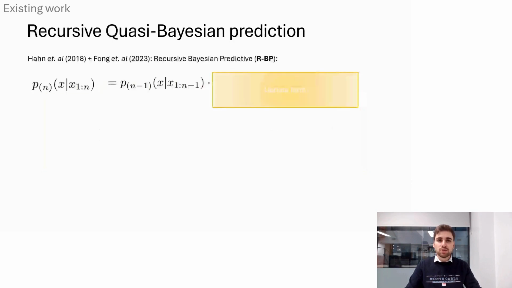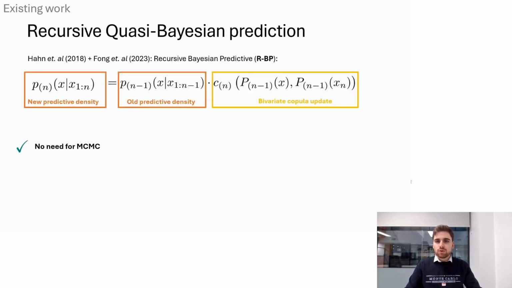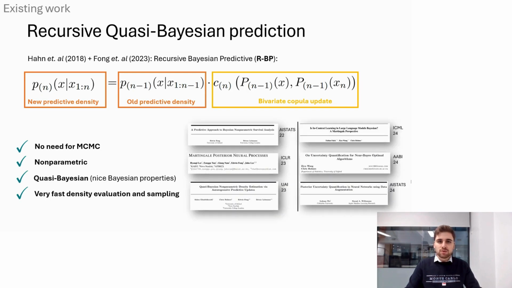A recent line of research has proposed a solution by using recursive quasi-Bayesian prediction. They equate the new predictive to the old predictive multiplied by an update term, which turns out to be a bivariate copula for a one-dimensional predictive model. This is fantastic, as there is no need for MCMC runs, and the resulting inferential scheme has advantages by being non-parametric, quasi-Bayesian, and very fast for density evaluation and sampling. Numerous papers have successfully used this method since.